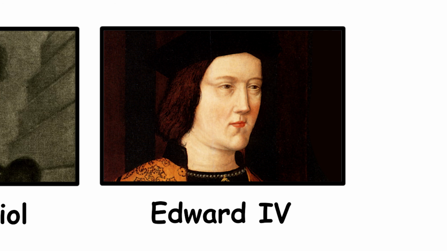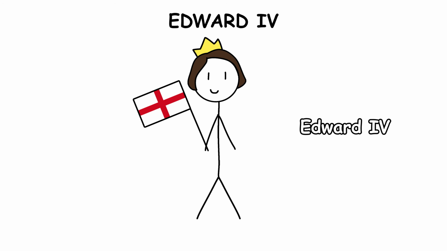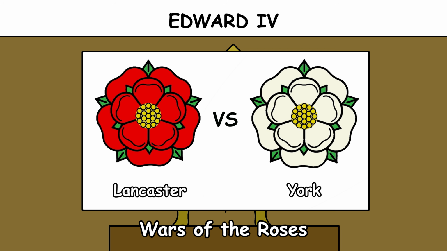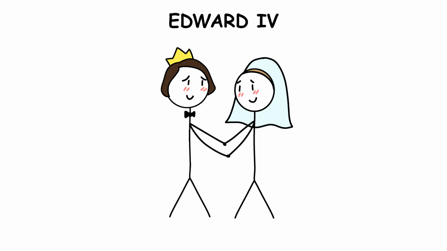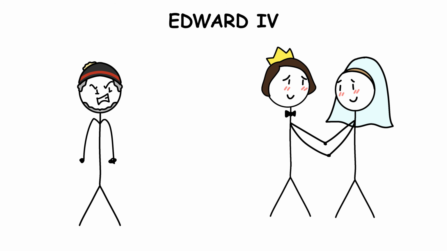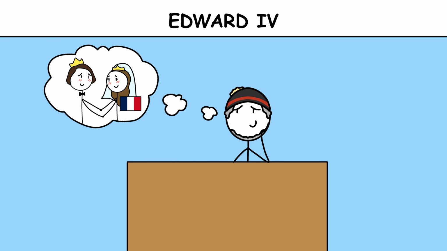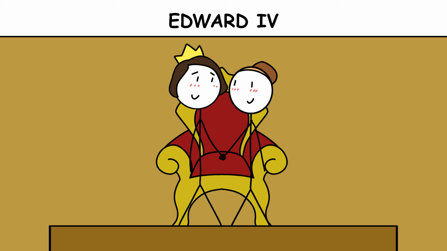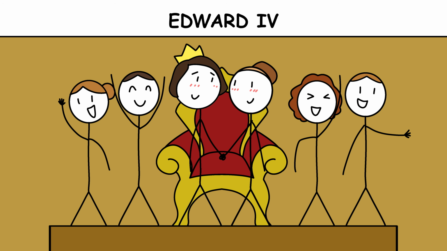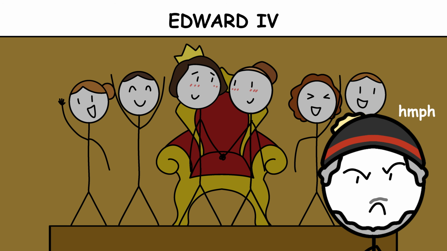Edward IV, the comeback king. Edward IV seized his English throne in 1461 during the Wars of the Roses, defeating Henry VI. But Edward's secret marriage to Elizabeth Woodville enraged his most powerful ally, the Earl of Warwick. Warwick had planned Edward's marriage to a French princess for diplomacy. When Edward elevated Elizabeth's family to dominant positions instead, Warwick felt betrayed.